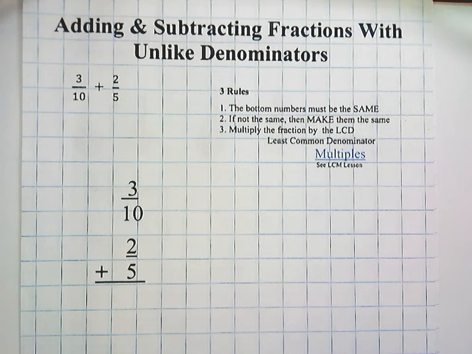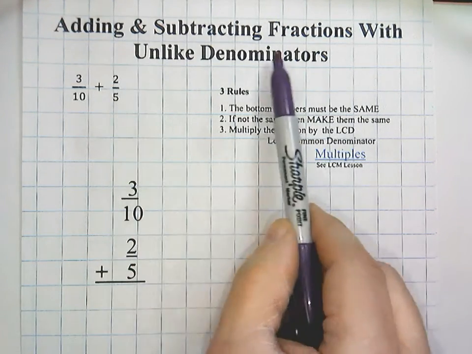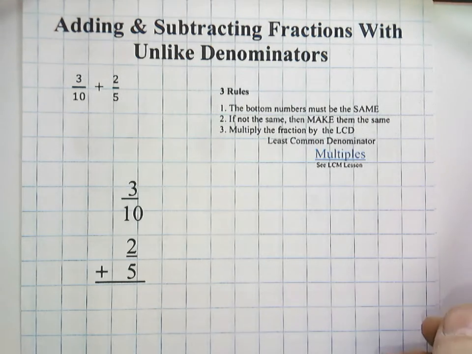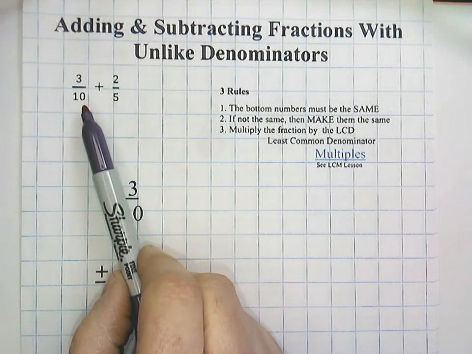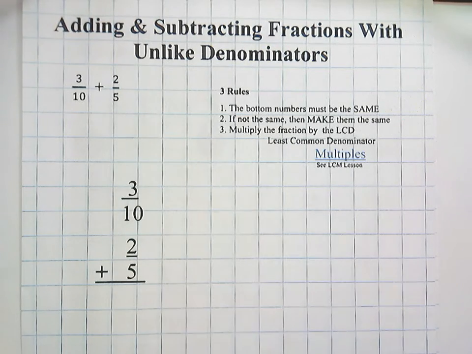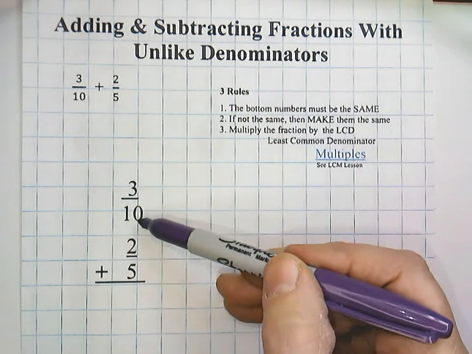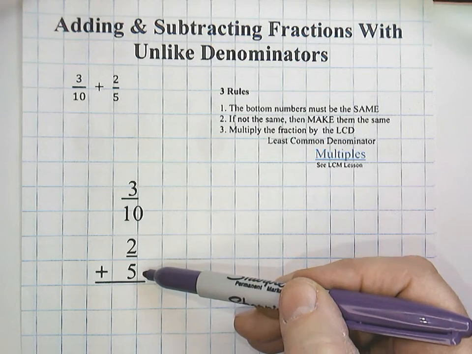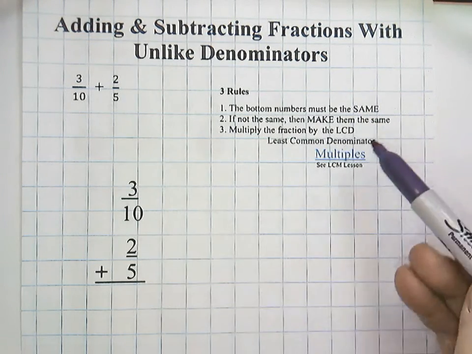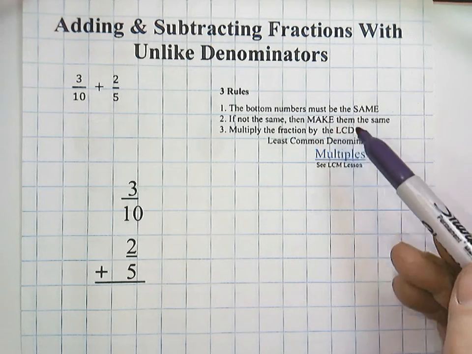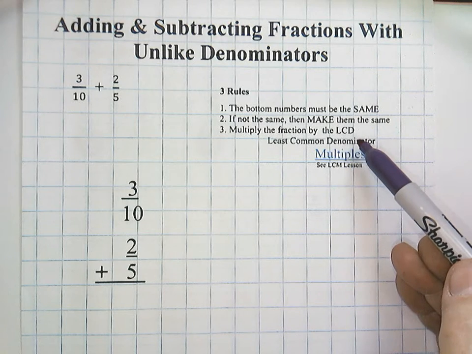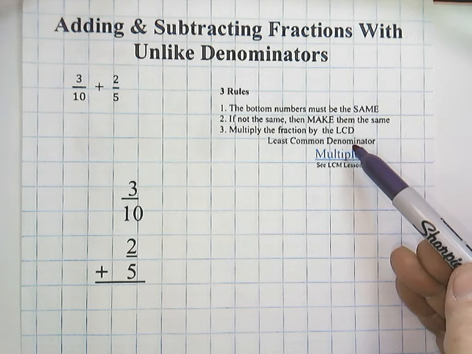Our topic for today is adding and subtracting fractions with unlike denominators. For example, 3/10 plus 2/5. When you're adding and subtracting fractions, there's three rules. The bottom number, or in other words, the denominator, must be the same. If they are not the same, you can make them the same, and we'll show that. And then you multiply the fraction by the least common denominator, LCD.